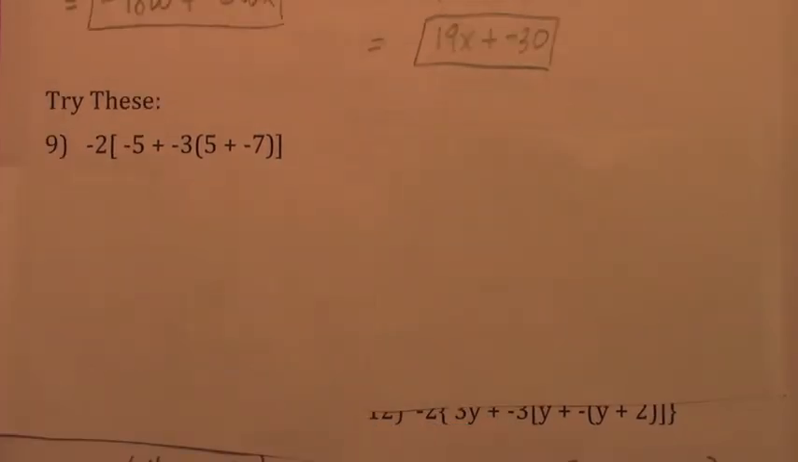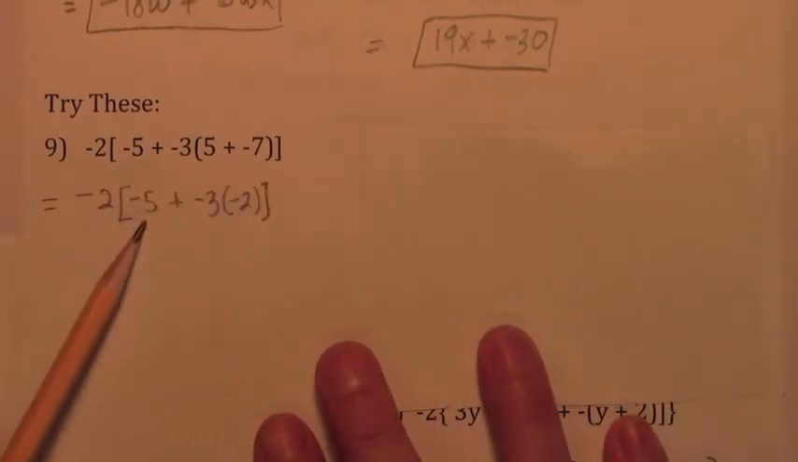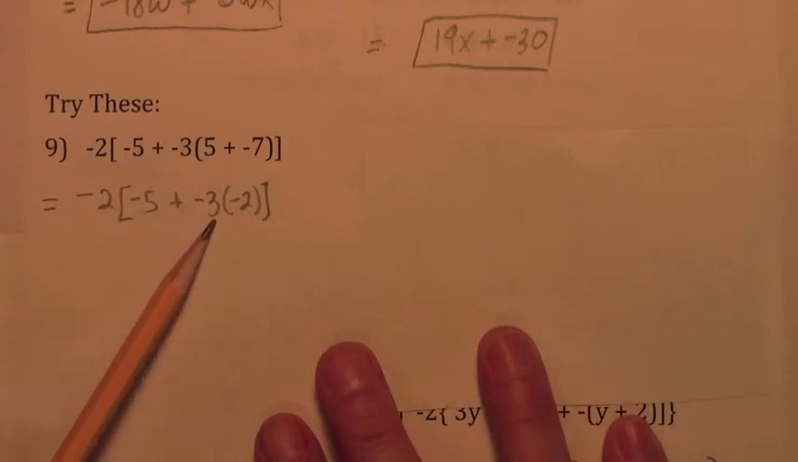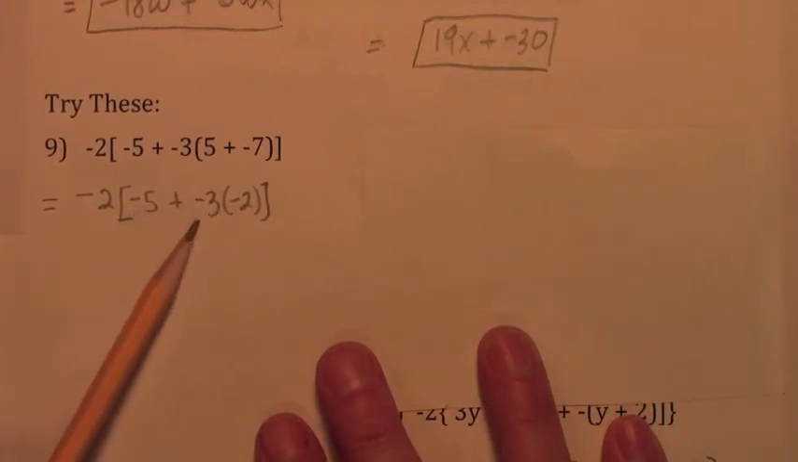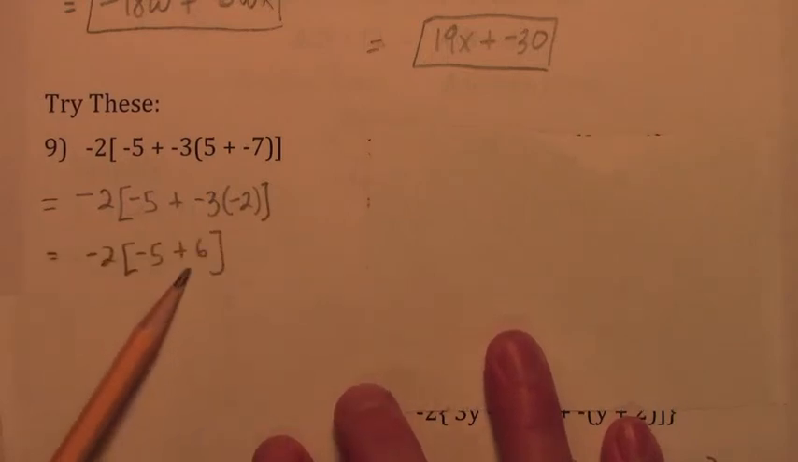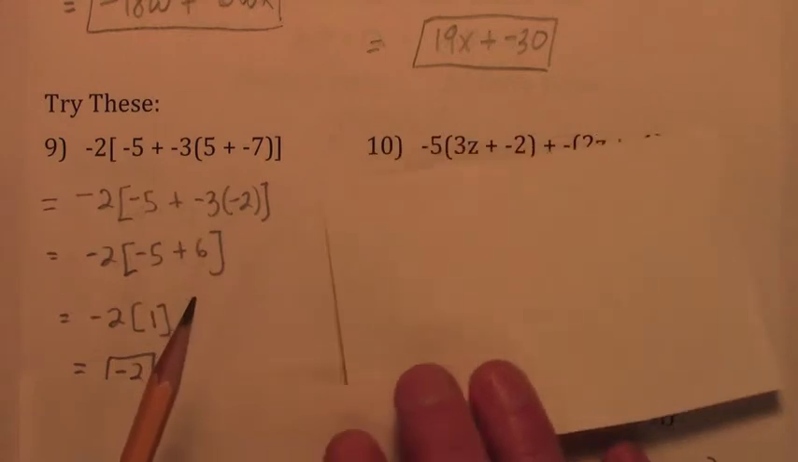Okay, here we go. So, this one, you don't need to use the distributive law, do you? I would just add like terms. That becomes negative 2 inside the parentheses. Now inside these square parentheses, you get negative 5 plus negative 3 times negative 2. That becomes a 6, right? So it's negative 5 plus 6, which is just 1. So your answer is negative 2 times 1, which is negative 2.